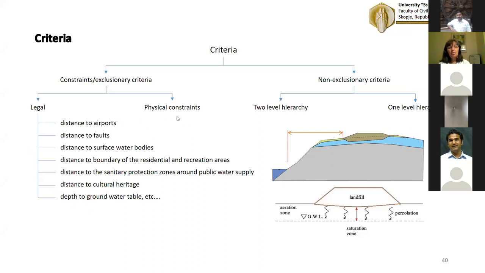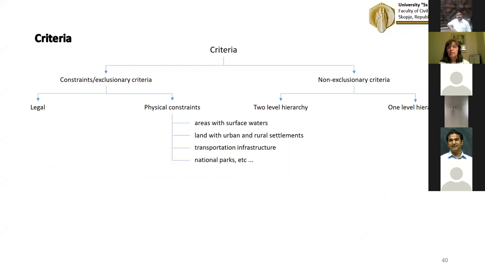The other type of criteria or constraints can be physical constraints. And these physical constraints are maybe areas with surface waters that cannot serve as a landfill site, and also constrained land with urban and rural settlements, also transportation infrastructure, national parks, et cetera.